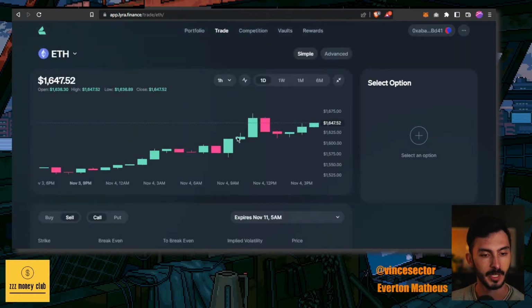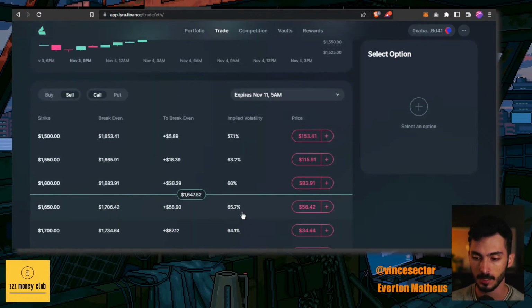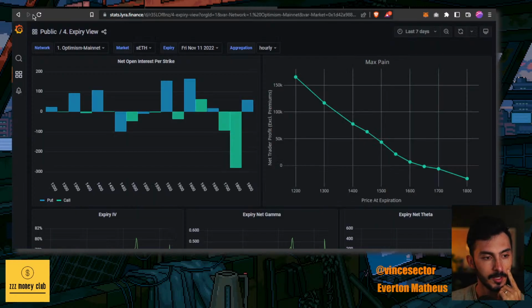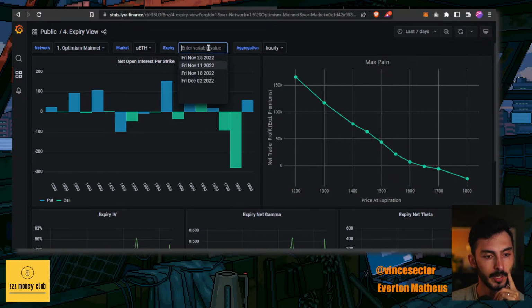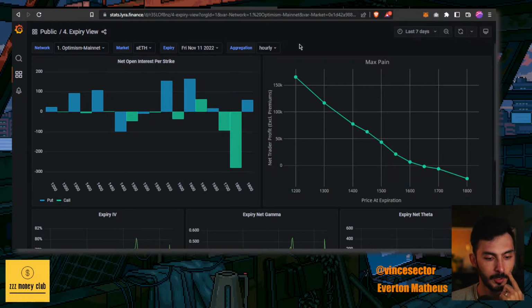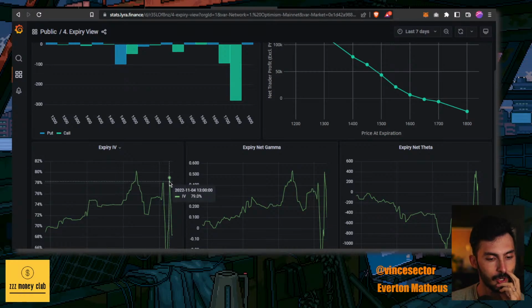And we can actually go and see the graph for volatility on Lira. Lira has a bunch of statistics where you can take a look at a bunch of Greeks and other things throughout a certain period of time. So if we look right here, we have the statistics for Lira. For next Friday, Friday, November 11th, I put it on an hourly, and you can see right here we had a huge drop in volatility.